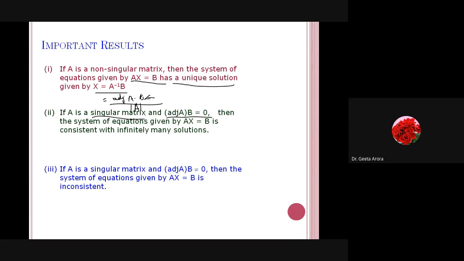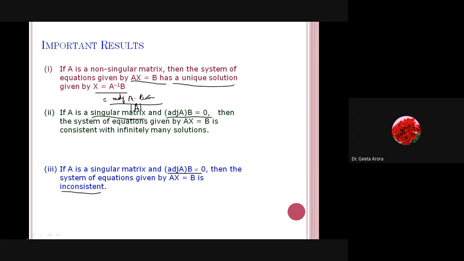And the third, we are saying that if A is singular, but adjoint of A into B is not equal to 0. In the second one, adjoint of A into B was equal to 0. Now we are saying that A is singular and adjoint of A into B is not equal to 0, then the system of equations is inconsistent. Inconsistent means the system is not solvable. So in this case, we can say that the system is insolvable or inconsistent, meaning we are not able to find the solution. So when it is not possible to find the solution, we can't comment on how many solutions exist.